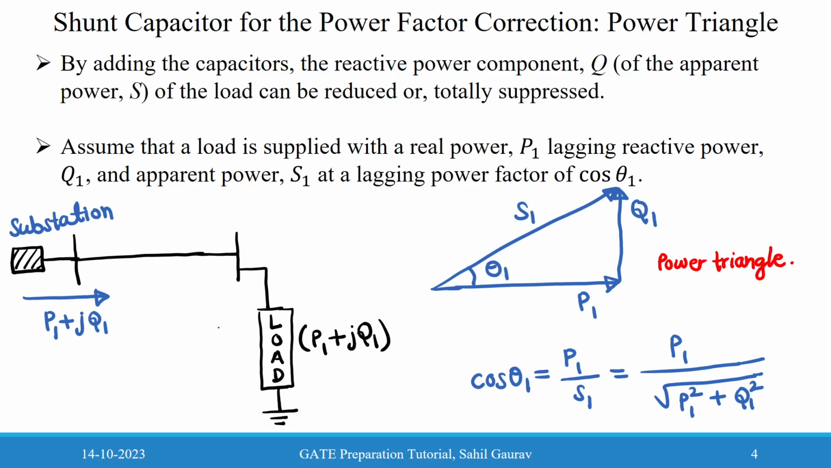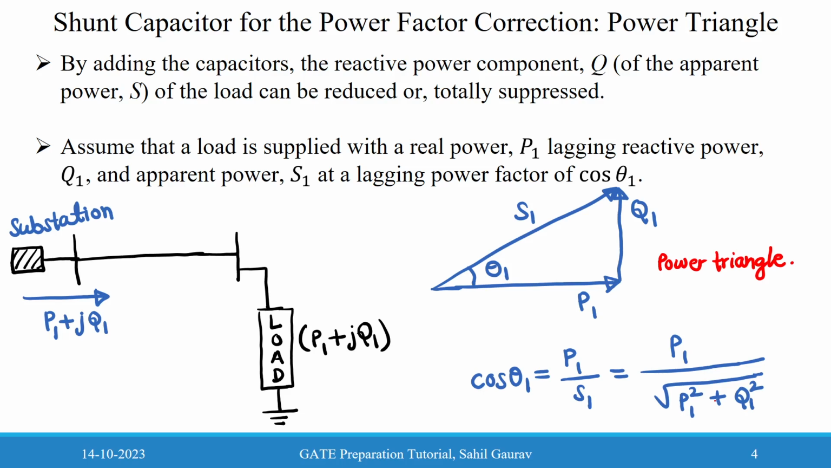In this we can see that whatever the load demand is, all of it is drawn from the substation side. There is no reactive power compensation at the load end. Therefore you can write cos theta 1 as P1 divided by S1, and S1 is the vector sum of active power and reactive power. So you can write the square root of P1 square plus Q1 square.